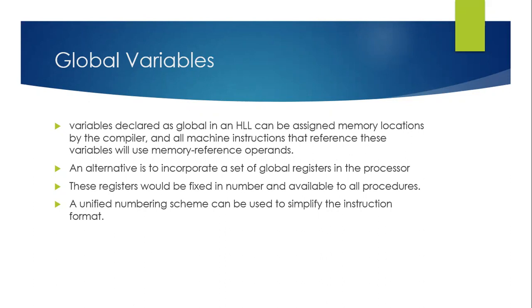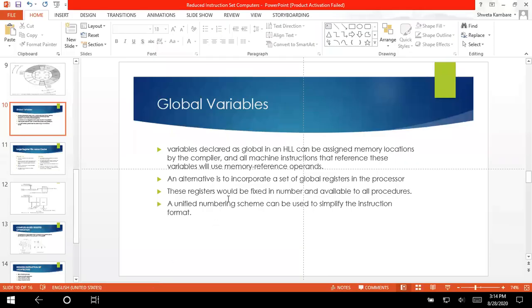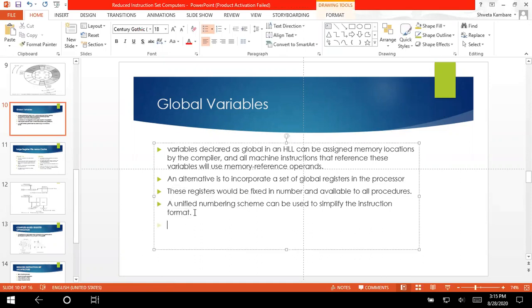So the alternative is to incorporate a set of global registers in the processor. That means there will be a set of registers which will be assigned for only global variables. And these registers would be fixed in number and available to all procedures. A unified numbering scheme can be used to simplify the instruction format.